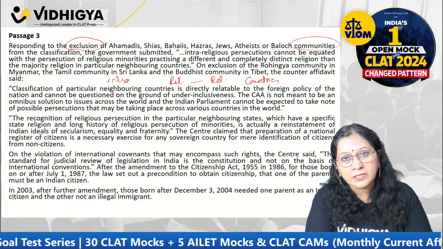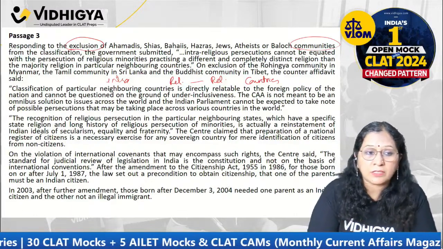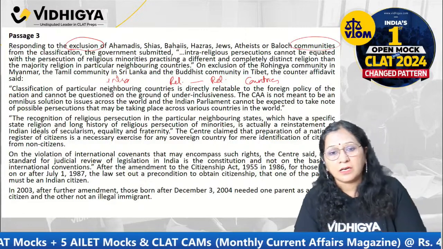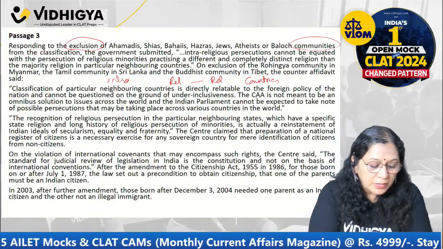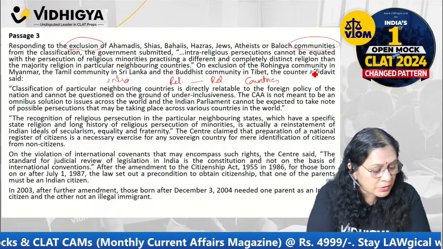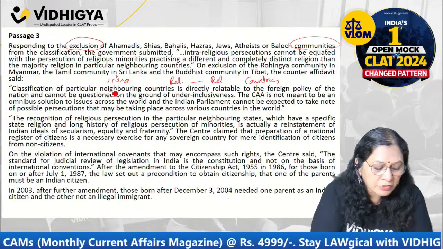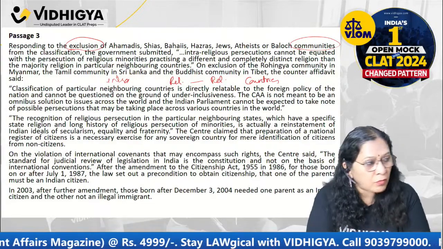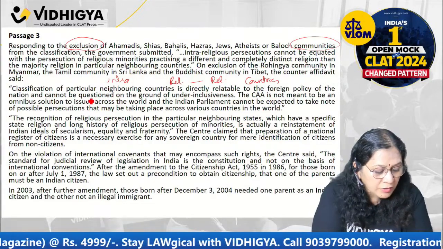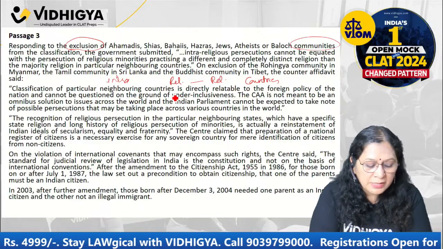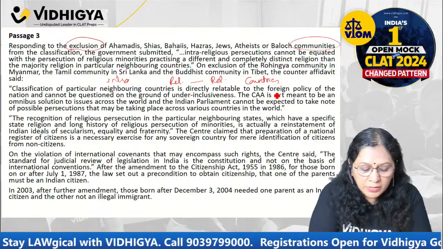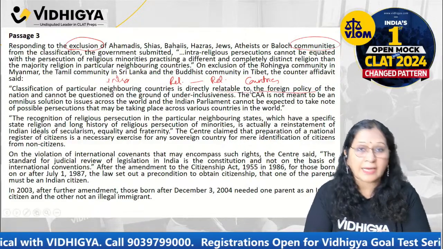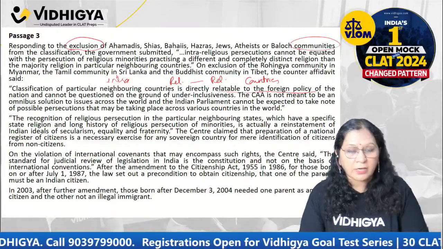ठीक है, तो इंटर रिलीजन हो सकता है, इंट्रा रिलीजन हो सकता है, रिलीजन फ्रॉम वन टू द अदर कंट्री ये भी हो सकता है, राइट? So on exclusion of the Rohingya community in Myanmar, the Tamil community in Sri Lanka and the Buddhist community in Tibet, the counter affidavit said, what did it say? Classification of particular neighboring countries is directly relatable to the foreign policy of nation and cannot be questioned on the ground of under-inclusiveness.